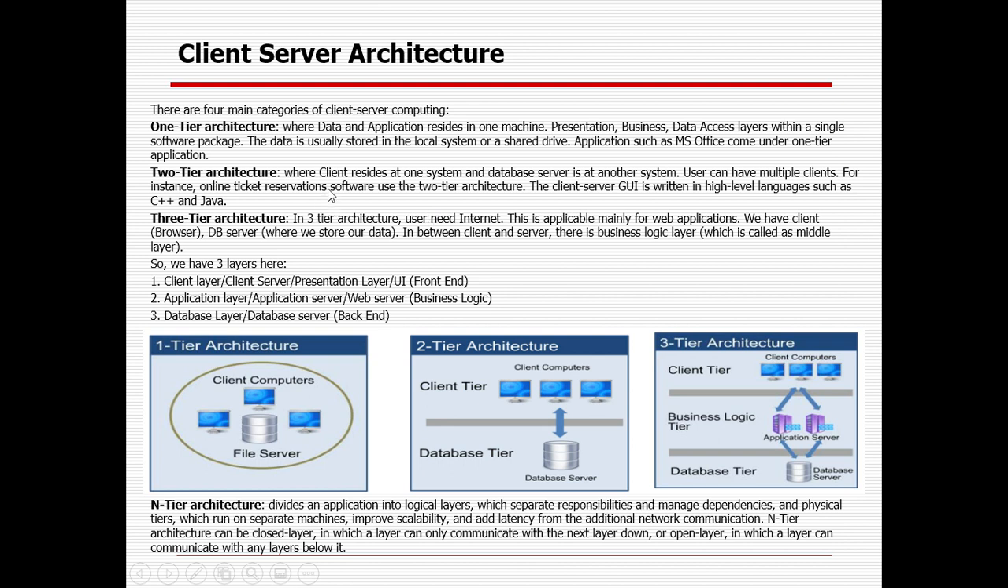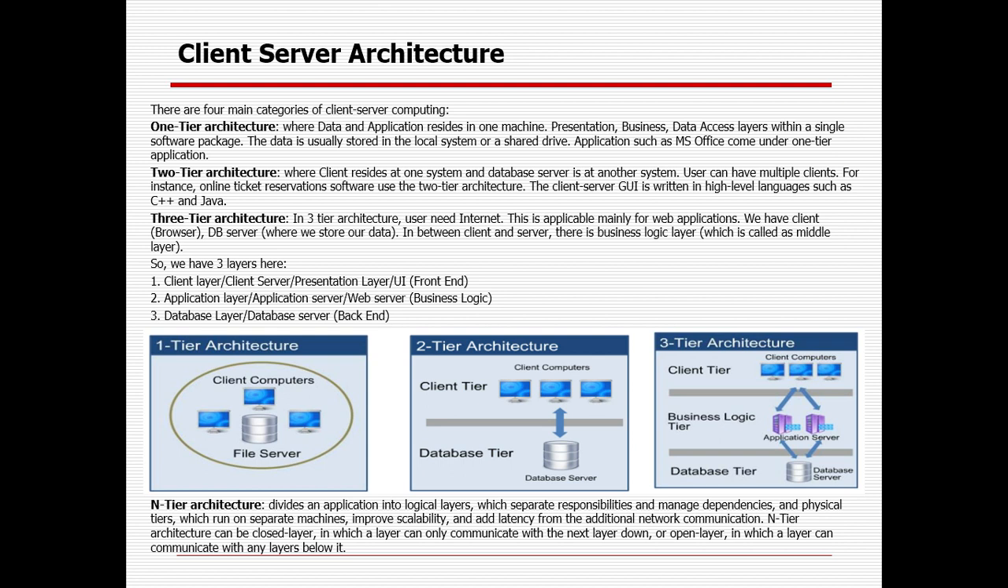One tier architecture is nothing but where the data and application reside in one machine: presentation, business and data access layer within a single software package. The data is usually stored in a local system or a shared drive. Applications such as MS Office come under one tier applications, right? So you have MS Office, meaning Excel, Word document, PowerPoint, already stored in your system. So everything is stored in a single software package.